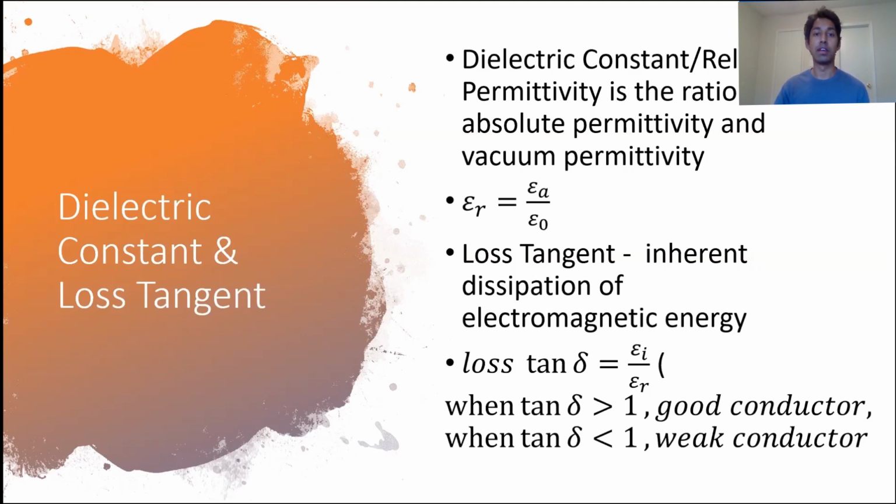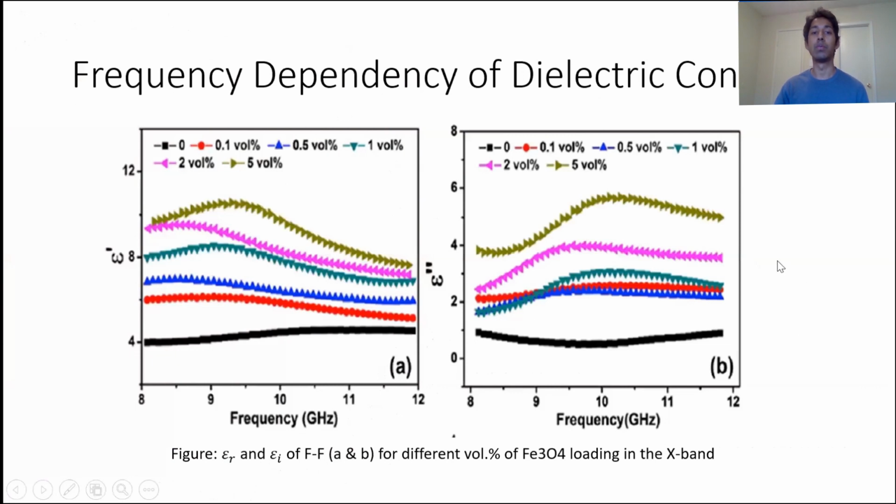On the other side, loss tangent is a dielectric loss which quantifies a dielectric material's inherent dissipation of electromagnetic energy, let's say heat. It is the ratio of imaginary and real permittivity. It can better describe the material conductivity. A material with loss tangent greater than 1 exhibits as a good conductor, and loss tangent less than 2 exhibits as a weak conductor. The dielectric constant and loss tangent act as a function of permittivity, which can vary by a range of frequency, where frequency is a function of EMI as well.